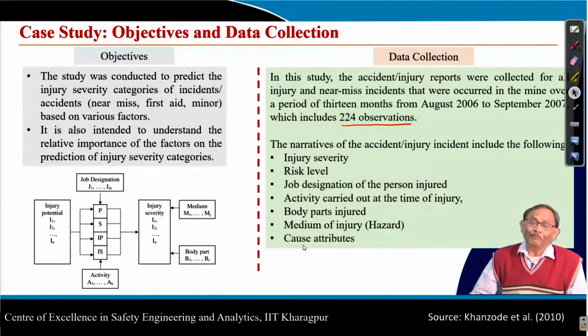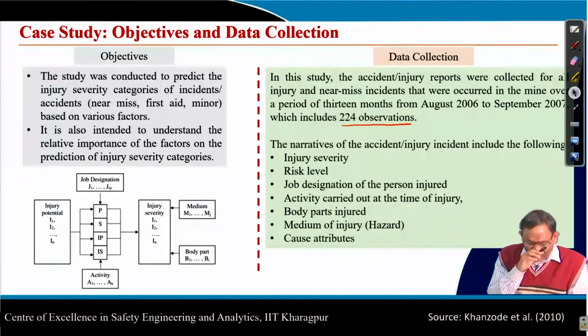To further strengthen the model, we found out that not only the injury potential, which is basically the risk level at the time where the accident actually took place, but we also need to understand the job designation, which occupation, is it a driller, loader, roof bolter, what kind of occupation it is. Second, what activity the person was doing. And then third, the medium of injury, which means what is the hazard level there, and then which body part is affected.